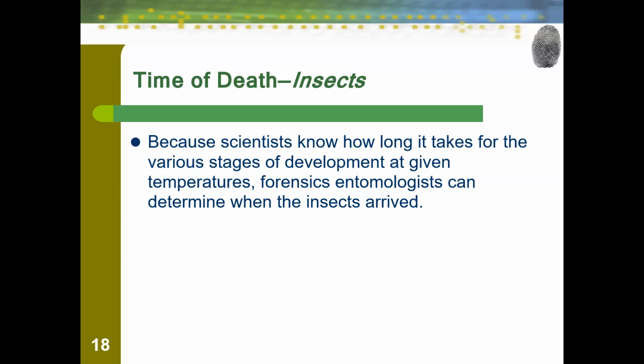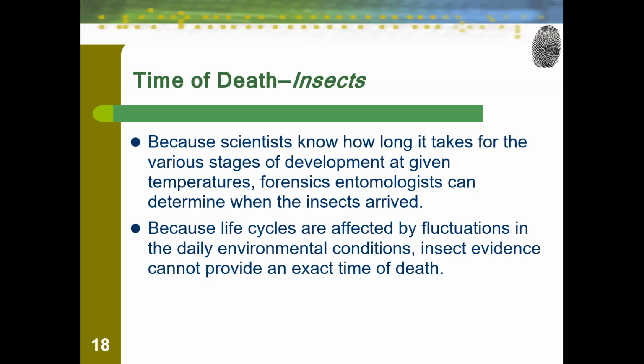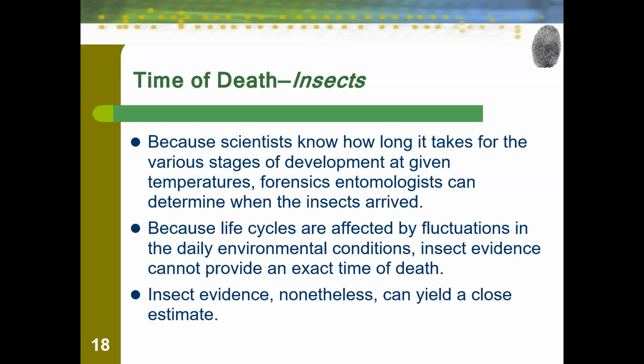Because scientists know how long it takes for the various stages of development at given temperatures, forensic entomologists can determine when the insects must have arrived, as we discussed on our previous slides. Because life cycles are affected by fluctuations in daily environmental conditions, insect evidence cannot provide an exact time of death. It's going to give a day range, not an hour range. Insect evidence, nonetheless, can yield a close estimate.